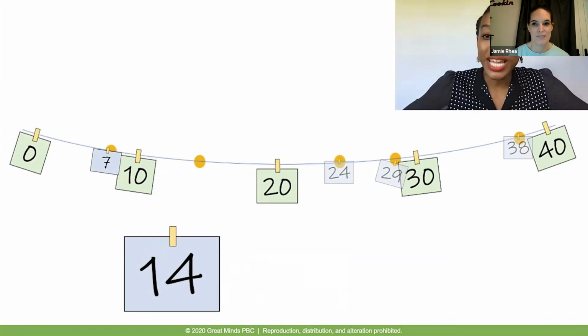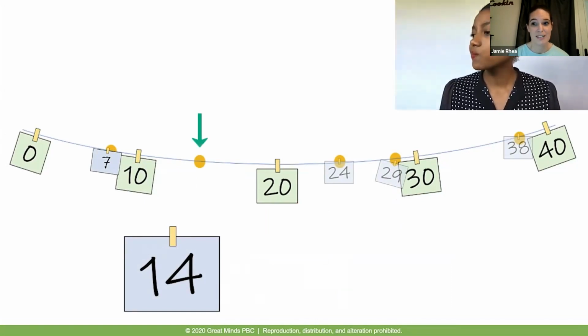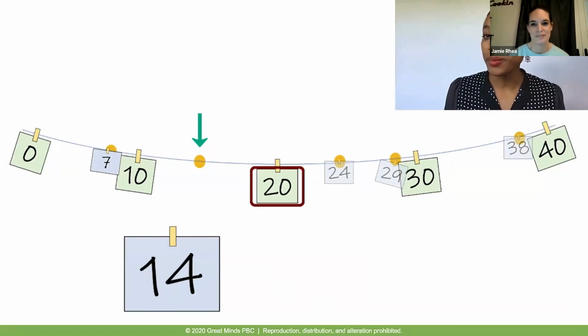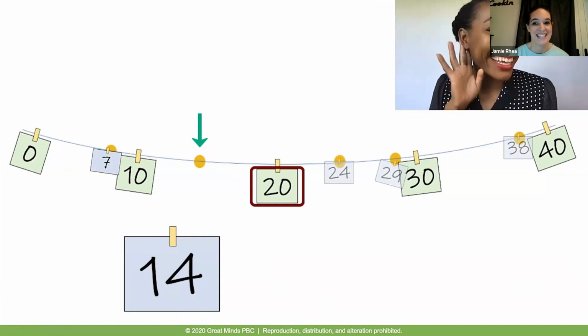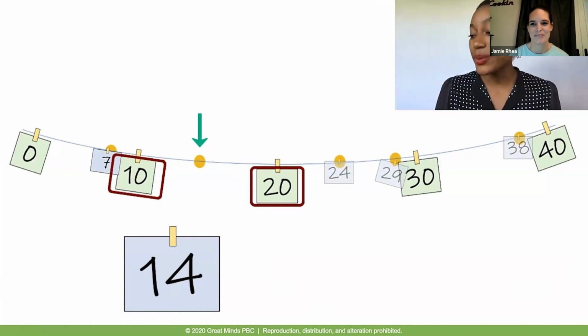That means we only have one number left. The number left is 14. Why does 14 go right there? Because it's greater than 10 and less than 20. 14 goes right there because it's less than 20, but greater than 10. Let's put that right there.